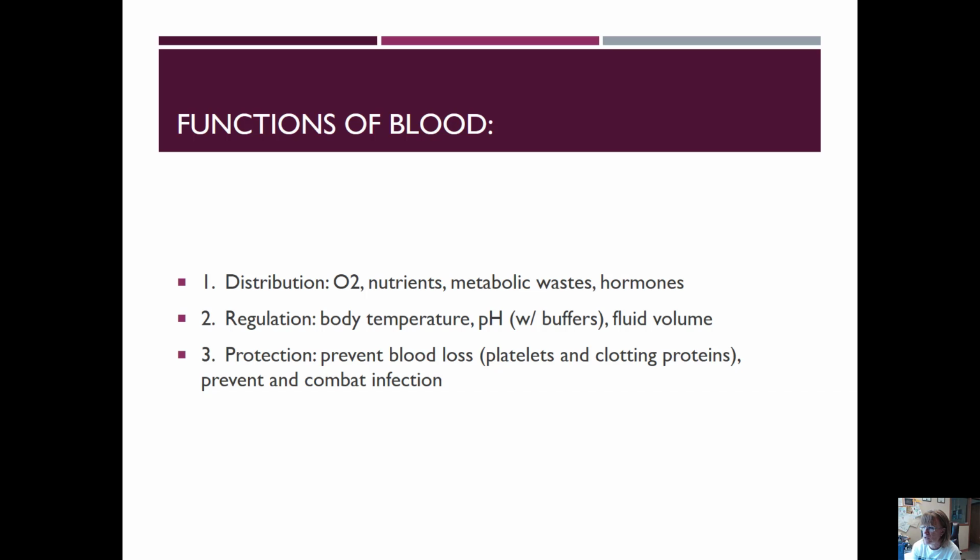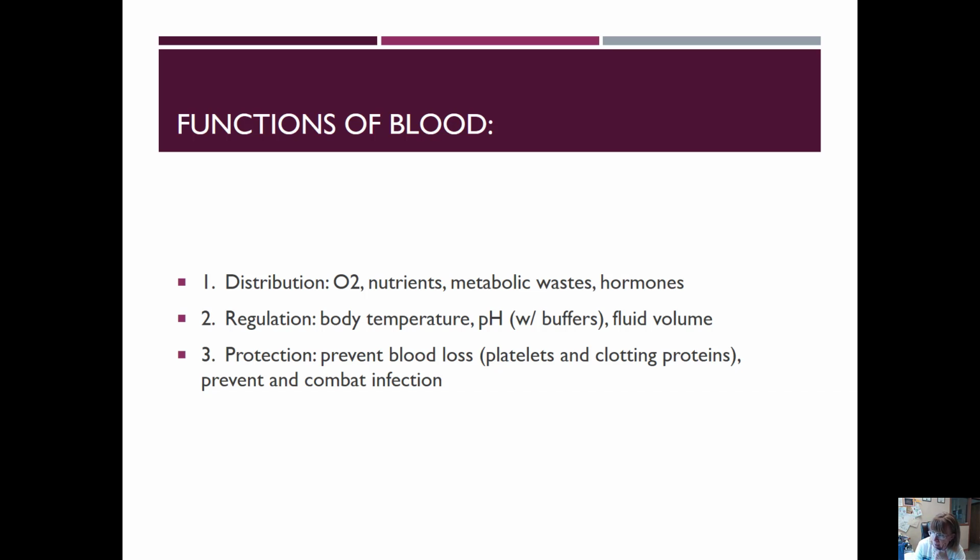You can see with regulation, there are multiple things that we regulate. Body temperature is regulated by taking heat carried in the blood out to the skin and having evaporative cooling take place and return that cool blood back to the core, so to speak. pH is regulated in the blood because we have buffers, and when we do the acid-base section of the course, then we'll talk in great detail about how the blood is able to buffer the pH of the blood.